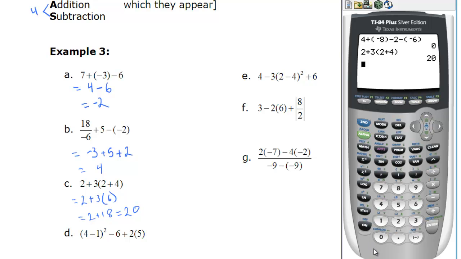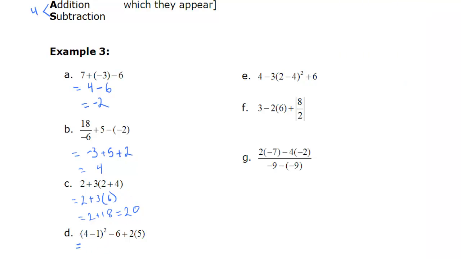At this point, if you haven't already paused it and done all these, I would stop the video, do the rest of these solutions, make sure you get them right. It is important to be able to show the steps, so make sure you're doing the workings as well. So we go ahead now to do D.